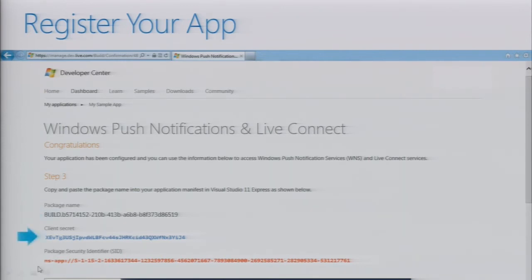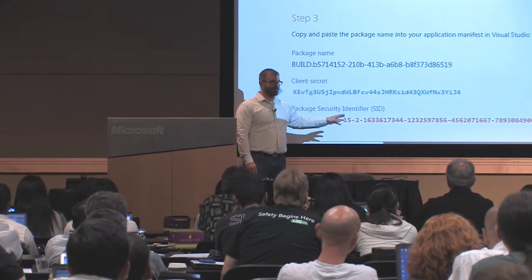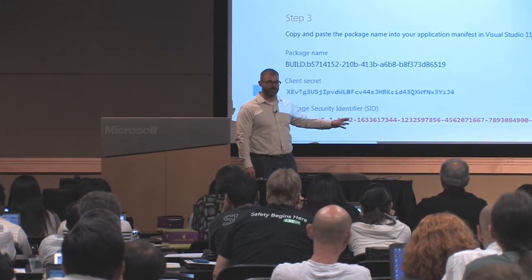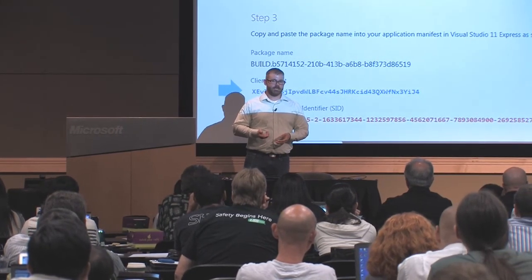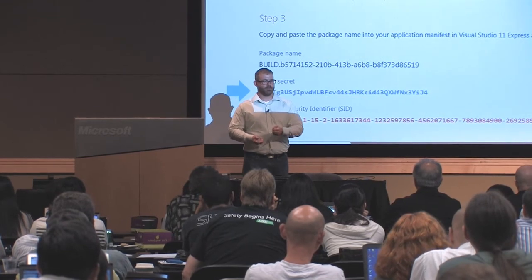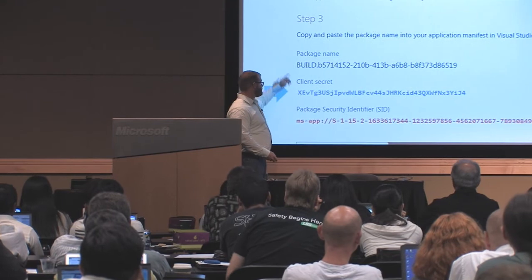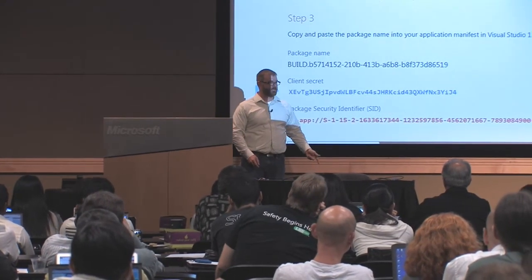This client secret and the security identifier, those are the pieces of information that your service in the cloud is going to need to hold on to. This client secret is a secret. Don't publish it. Don't put it somewhere on the web. Make sure you hold it tight to your chest. You might want to make sure only a few people have access to it in your organization. This security secret gives you the ability to send notifications to a particular set of channels that are tied to this application. If this package name and this client secret don't line up, you're not going to be able to push notifications.